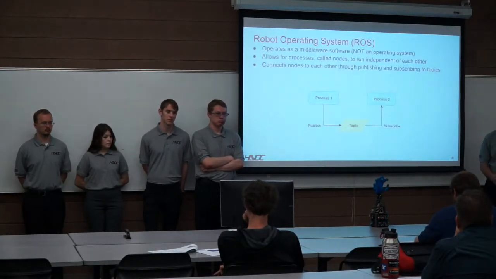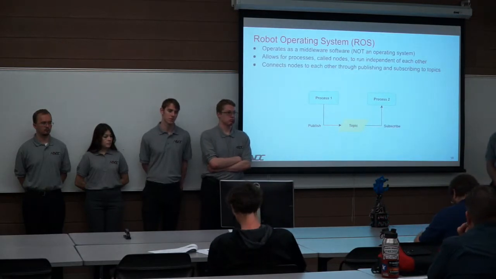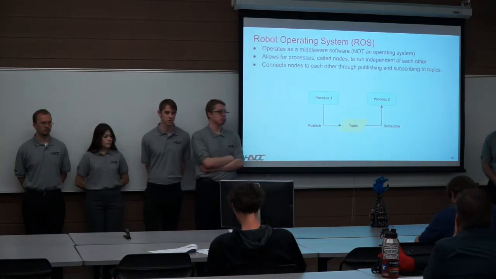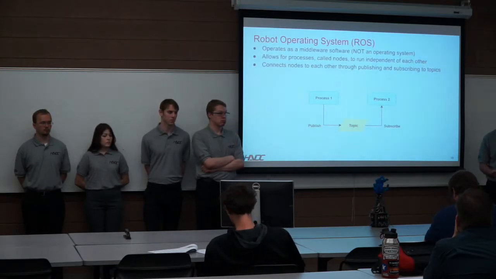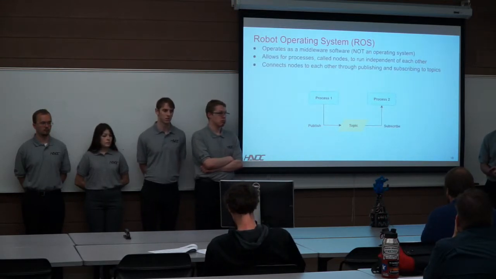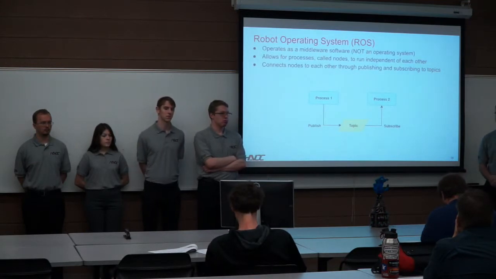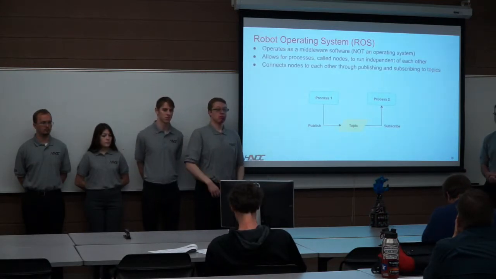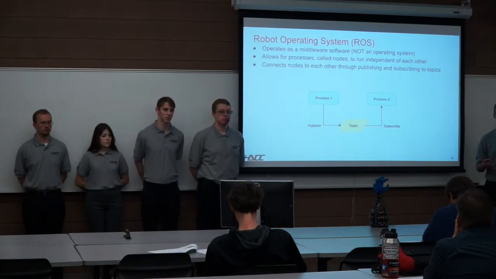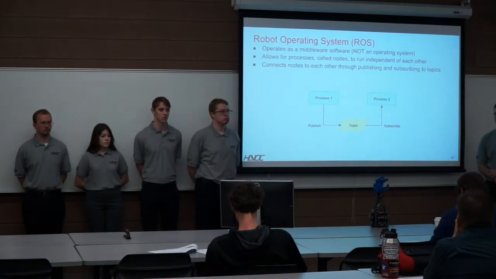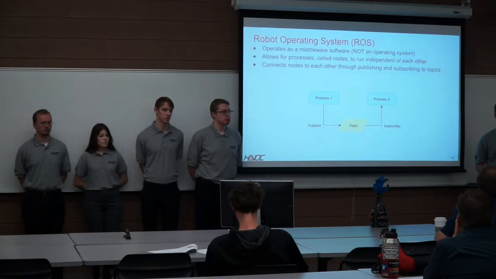I'm going to be going into the robot operating system, otherwise known as ROS. This operates as a middleware for the system that allows for processes or nodes, which is our main software code, to run independent of each other. These nodes connect to each other through items called topics, and they publish and subscribe to them to get data. An analogy for this is that a topic is like a piece of paper. The publisher can write to the piece of paper, and the subscriber can read that piece of paper and collect the data from it.